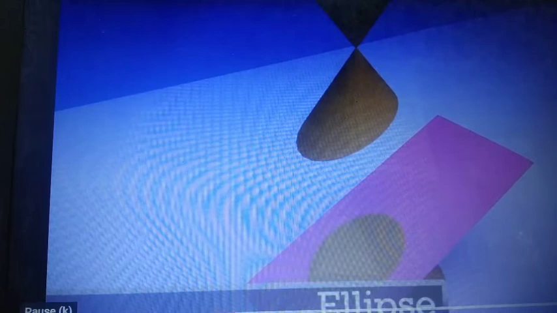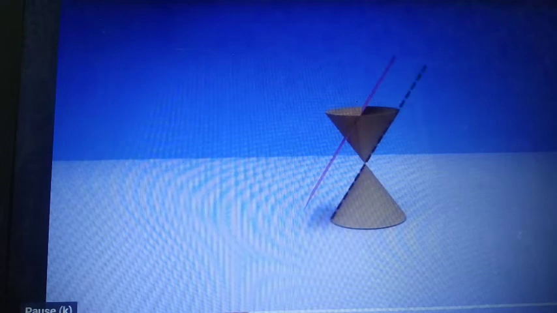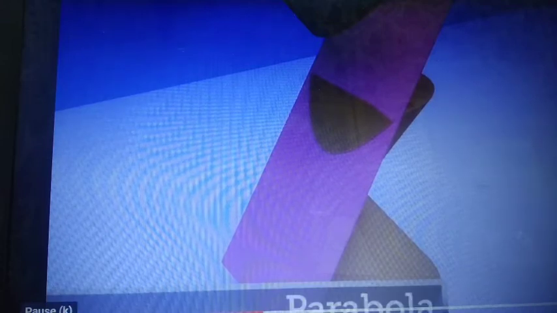Now I have increased the angle of my plane a little. When I cut my cone at this angle, my circular shape does not remain anymore and it has stretched out a bit to create an ellipse. Now in the third situation, I am going to increase the angle of my plane further and I have reached an angle such that this plane is now parallel to my cone. At this angle, when we cut the cone, the new shape that we are now getting is called a parabola.